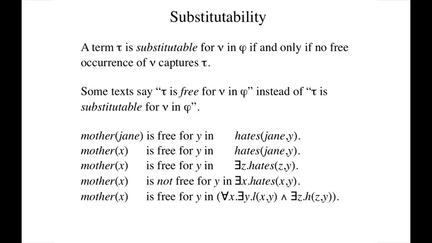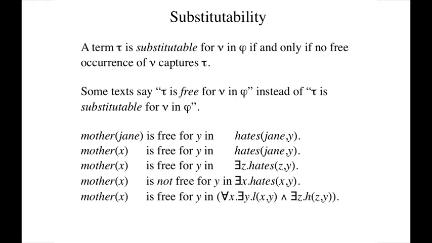In what follows, we say that a term tau is substitutable for a variable nu in phi if and only if there's no free occurrence of nu that captures tau. Some texts say that tau is free for nu in phi. Let's look at some examples.